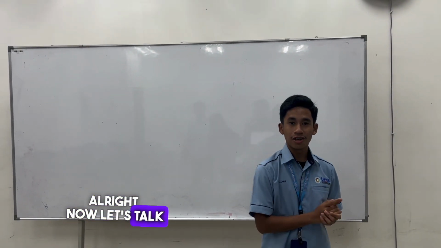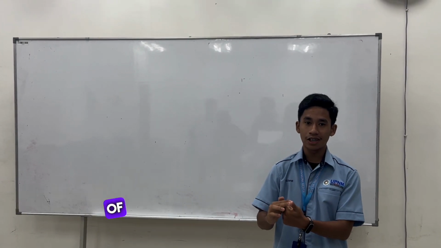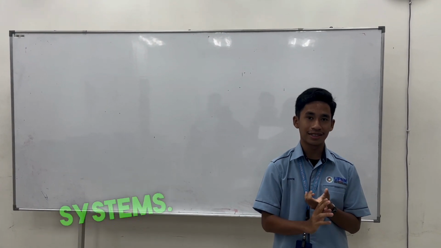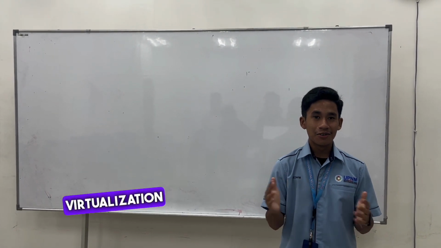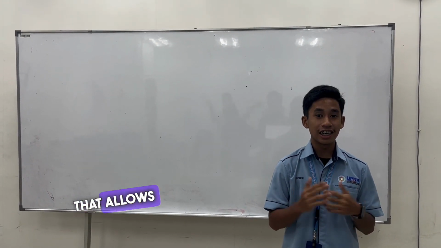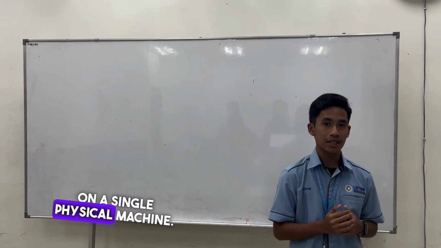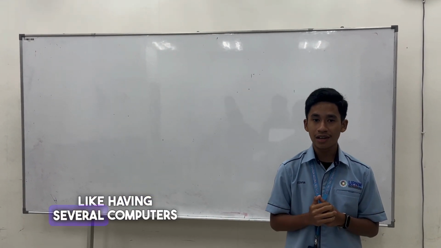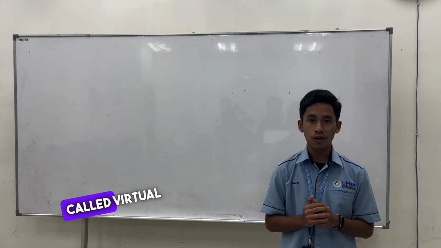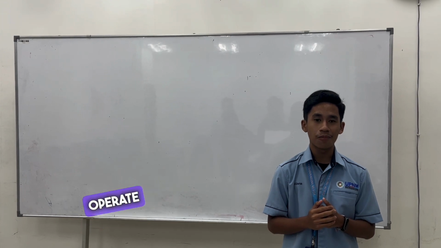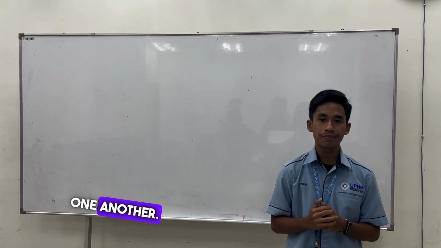Alright, now let's talk about two fascinating concepts in computing, which are virtualization of operating systems and distributed systems. The first one, virtualization. Virtualization is a technology that allows you to run multiple operating systems on a single physical machine. It's like having several computers within one. Each of these operating systems, called a virtual machine, operates independently and is isolated from the others.